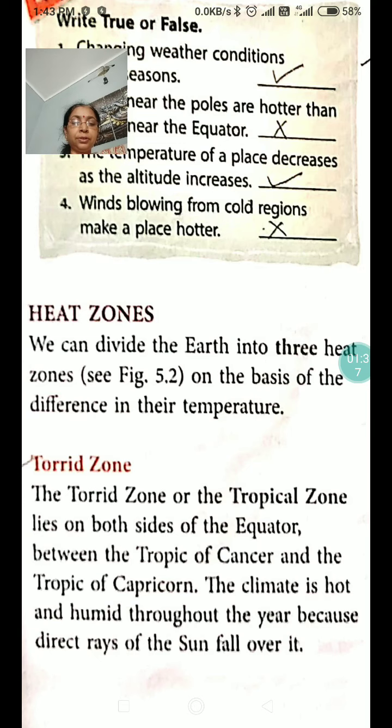The torrid zone, or the tropical zone, lies on both sides of the equator between the Tropic of Cancer and the Tropic of Capricorn. The climate is hot and humid throughout the year because the direct rays of the sun fall over it.